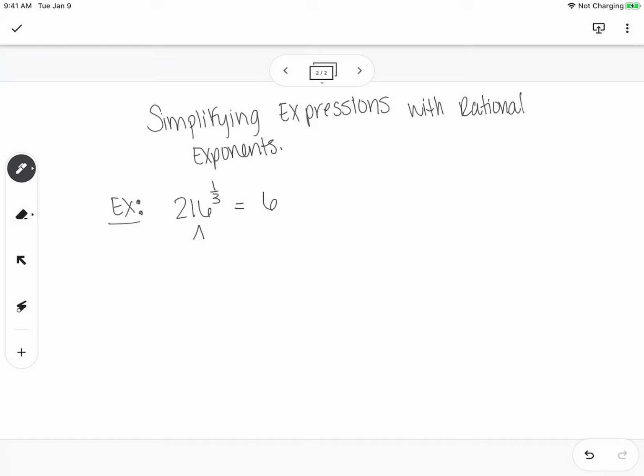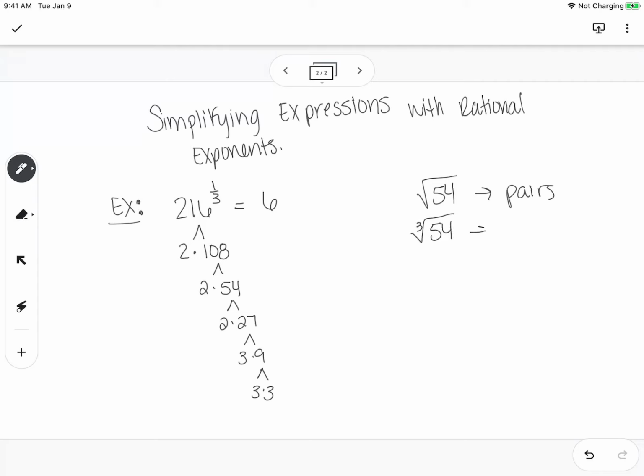I would have to find factors of 216, and I know it's even, so I can say 2 and 108. 108 is even, so I can say 2 and 54, 2 and 27, 3 and 9, 3 and 3. Because this is the same thing as a cubed root, instead of looking for pairs, remember with the square roots, we looked for pairs. With cubed roots, we would look for triplets.